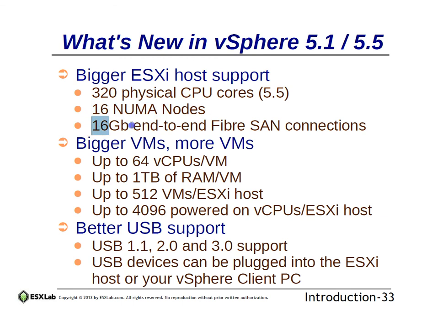ESXi 5.5 supports end-to-end 16 gigabit fiber. That means 16 gigabits from the host to the fiber switch and 16 gigabits from the fiber switch to the back-end SAN. It supports really big VMs, up to 64 virtual CPU cores per VM, up to a terabyte of virtual RAM per VM, up to 512 powered-on VMs per host, and up to 4,096 powered-on vCPU cores per host. It supports USB devices in VMs.